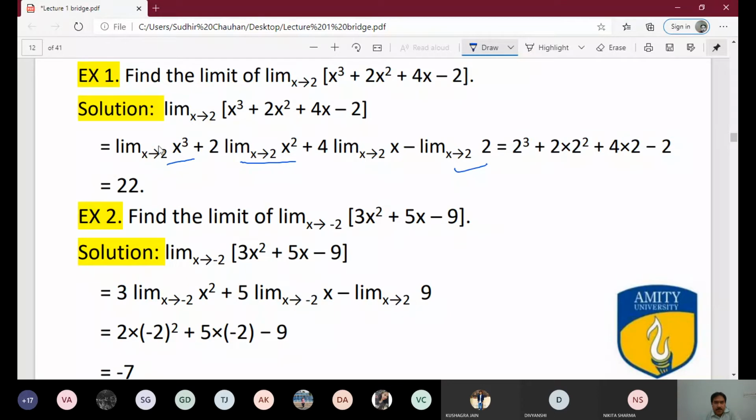After that we can directly put the value x tends to 2. So we get 2 cube plus 2 into 2 square plus 4 into 2 minus 2, and after simplification it is equal to 22. In this way we can directly evaluate if it is a simple expression or polynomial. Similarly, in this case it is a polynomial, so we can directly put x tends to minus 2. As we have done in example 1, after evaluation we get its value as minus 7. So that is the limit.